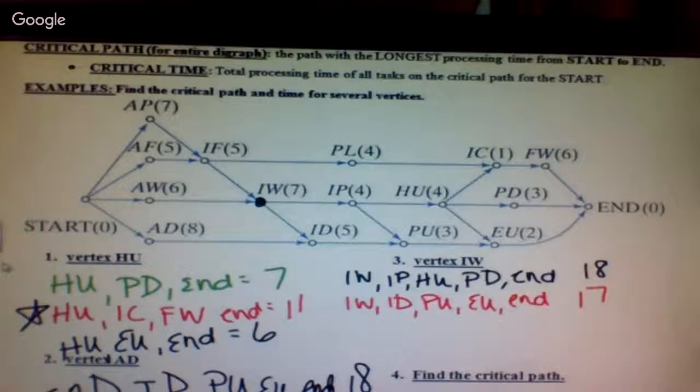Then go to IP, HU, IC, FW. Hold on. You said IW to where? IP, IP, HU, HU, IC, IC, FW, FW, N.